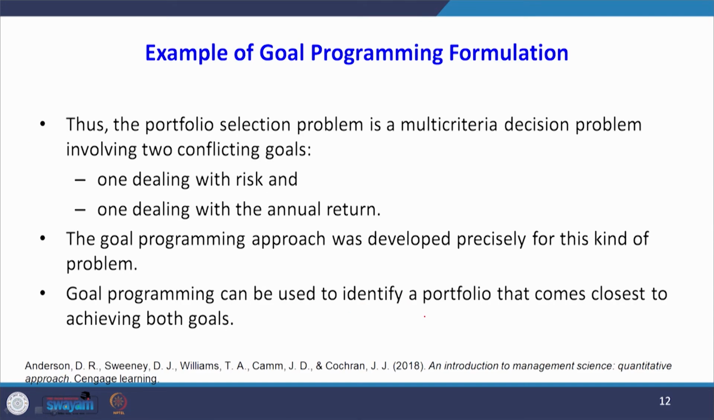Thus, the portfolio selection problem is a multi-criteria decision problem involving two conflicting goals. One dealing with risk that should be less than or equal to 700, one dealing with annual return that should be greater than or equal to $9,000. The goal programming approach was developed precisely for this kind of problem, like two goals which are conflicting. Goal programming can be used to identify a portfolio that comes closest to achieving both goals.